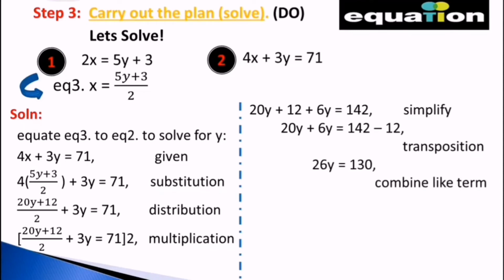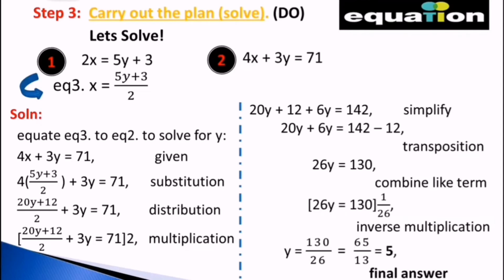Since we are very particular with the value of y, we're going to divide the whole equation by 26, by the inverse of 26, that is 1 over 26. Then right after that, we're able to get the value of y. So here, 130 divided by 26 equals 65 over 13. 65 and 13 are still divisible by each other by 13. So we have the final answer of 5.